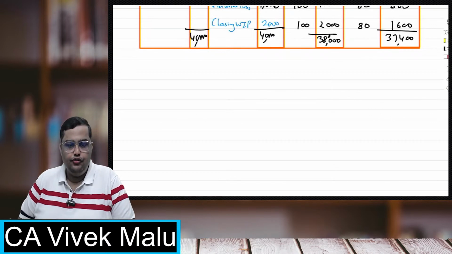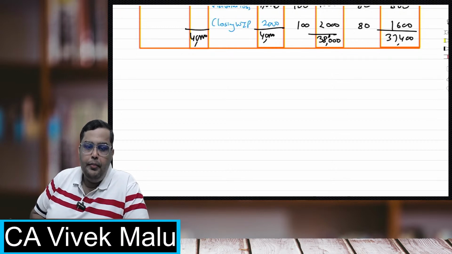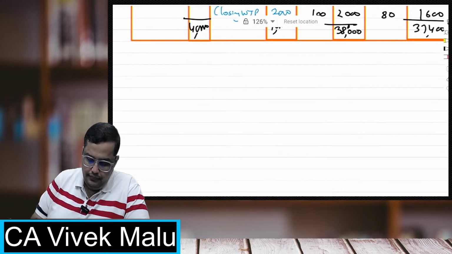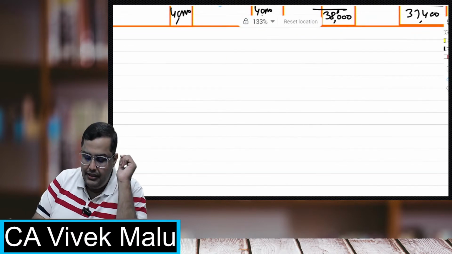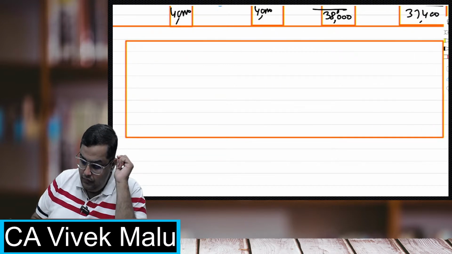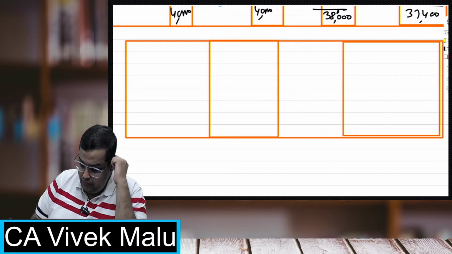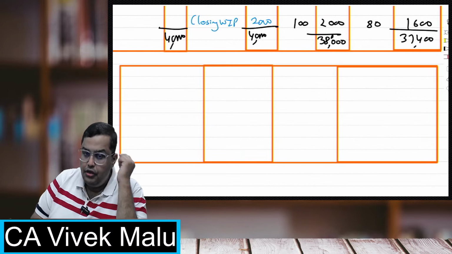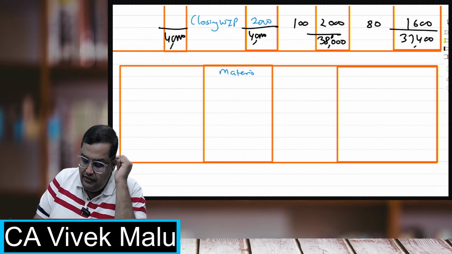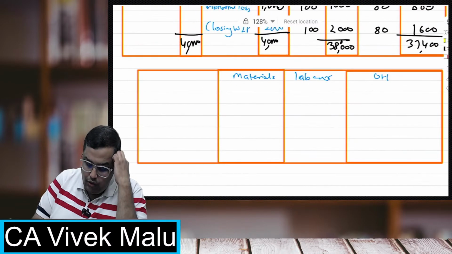After making this statement, students, we have to make one more statement, and that statement is for cost per equivalent unit. Now, how do you make that statement? Computation of cost per equivalent unit. So we are having three costs: materials, labor, and overheads.